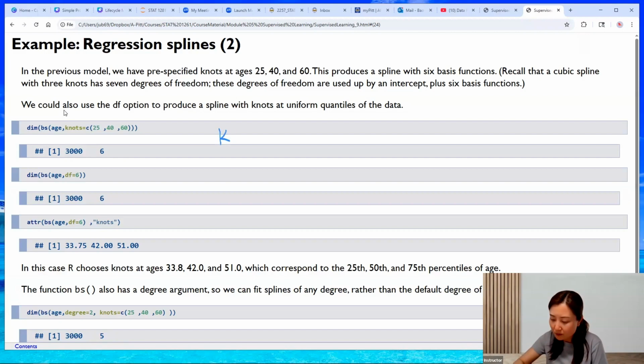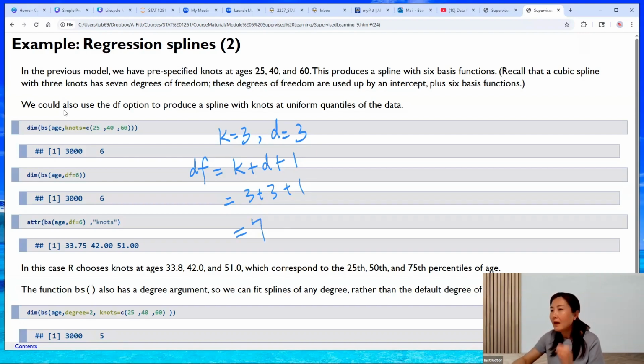So K is equal to 3 knots, and D is equal to 3. And then if we calculate the total degrees of freedom for a regression spline, we have calculated it should be K plus D plus 1. Consequently, it should be 3 plus 3 plus 1, which is 7. However, the result is 6.